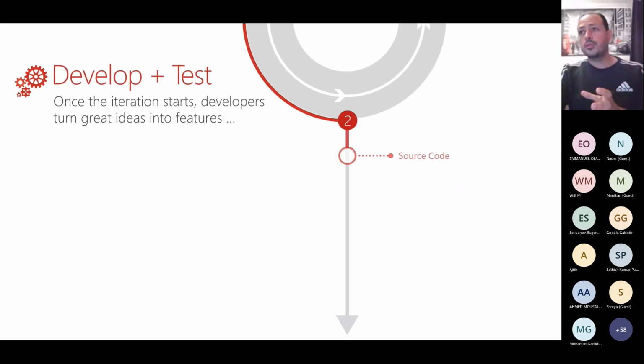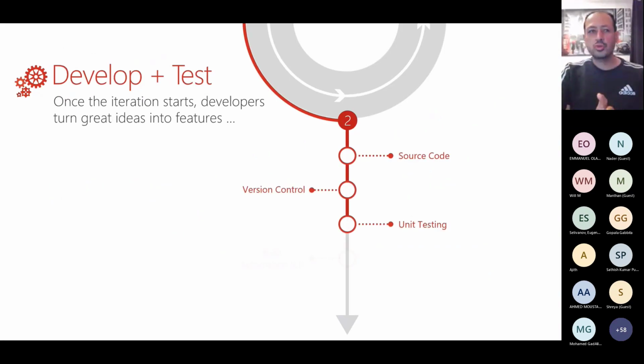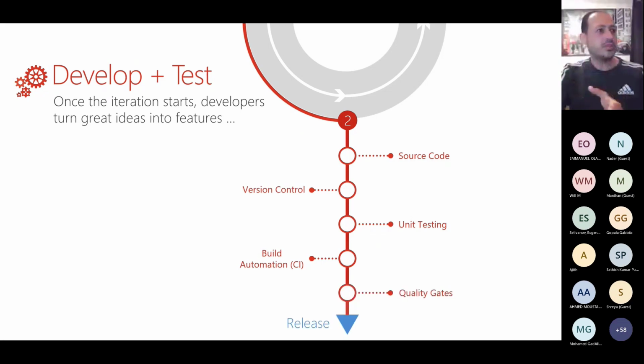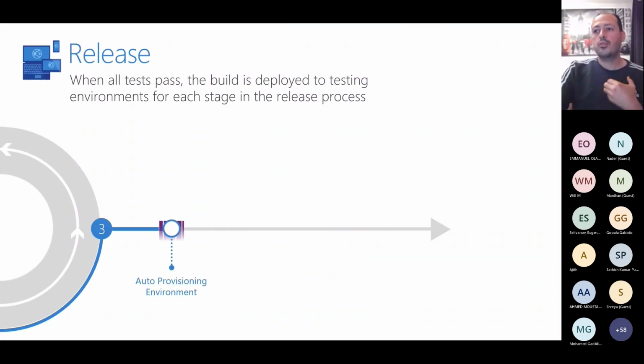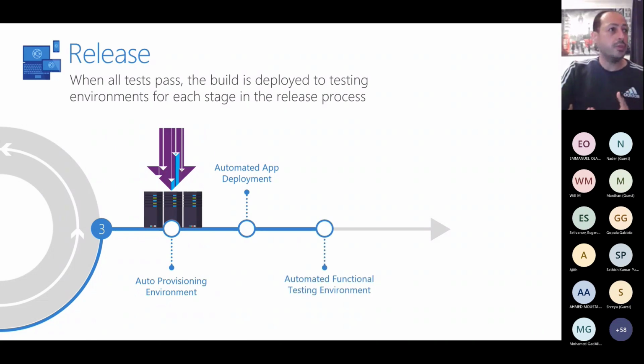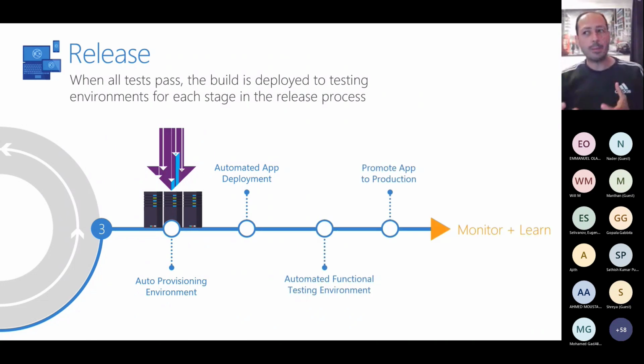And then for the part of development and test, it covers source control, how to manage version control and Git repositories, managing unit testing, build verification and continuous integration, and quality gates for your continuous integration. Then we go to release, which is auto-provisioning the environment that will hold your application, and then automating the deployment of your application to the provisioned environment.